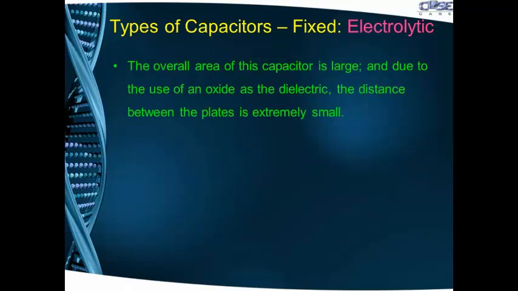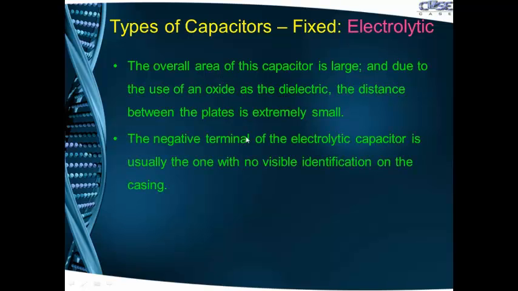The overall area of this capacitor is large, and due to this and due to the use of an oxide as the dielectric, the distance between the plates is extremely small. So oxide is used as dielectric in this type of capacitor. The negative terminal of the electrolytic capacitor is usually the one with no visible indication on the casing.